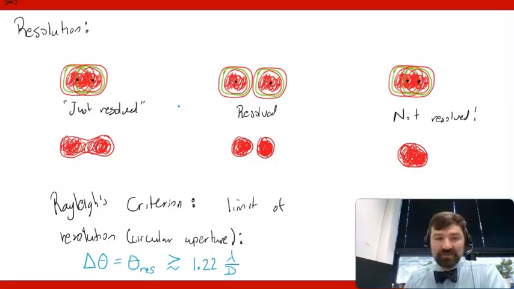If they're right at the resolution limit, maybe you get something that's kind of lobed just enough that you can tell that there are two. And if they're farther apart, then maybe you get two very distinct objects. And this is what's again called Rayleigh's criterion.